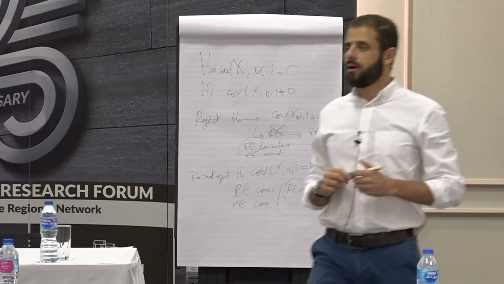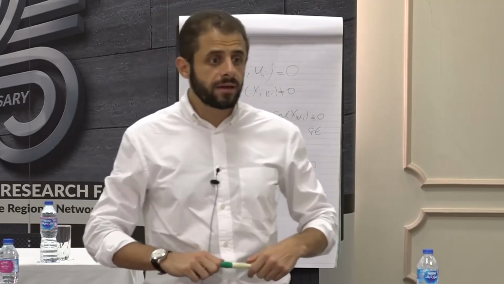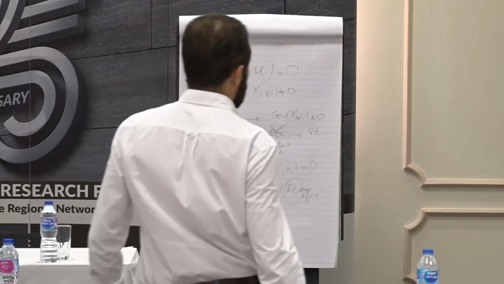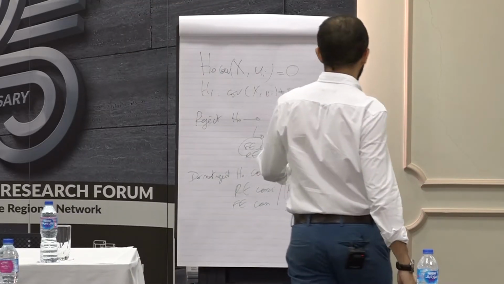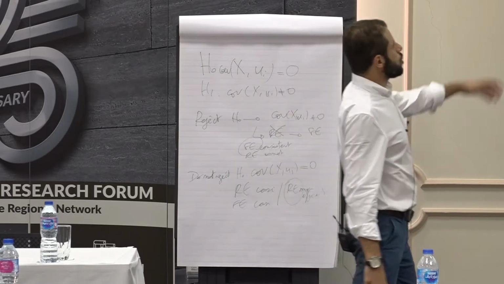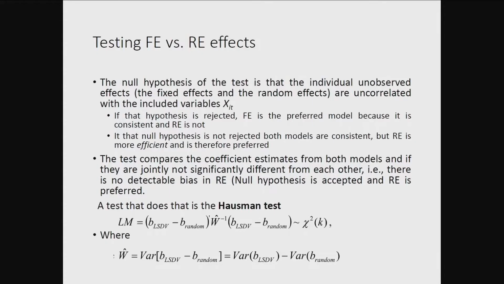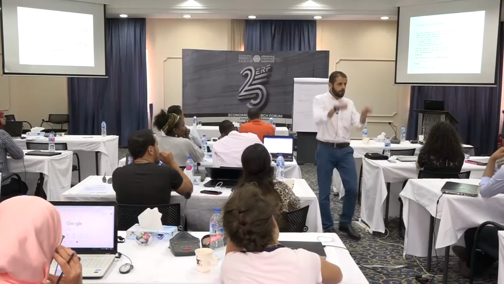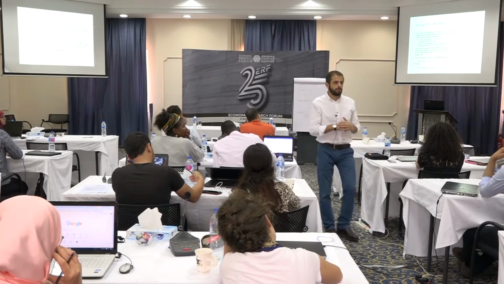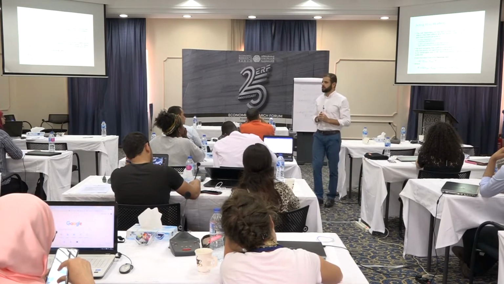And that's the basic idea of the Hausman test that compares the two methods. So the test compares the coefficient estimates from both models, and if they are jointly not significantly different from each other, there is no detectable bias in random effect. So this means that the null hypothesis is not rejected and random effect is preferred. Okay? And this is why we're going to see later in Stata that I test the joint significance of the coefficients of all the variables in my model. Okay? Any question?